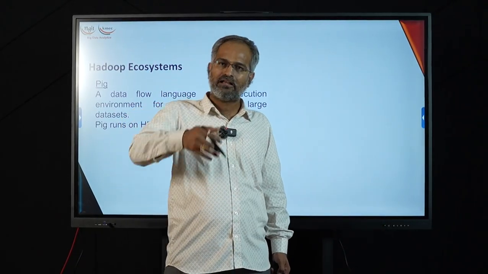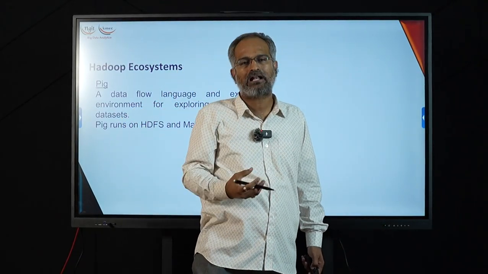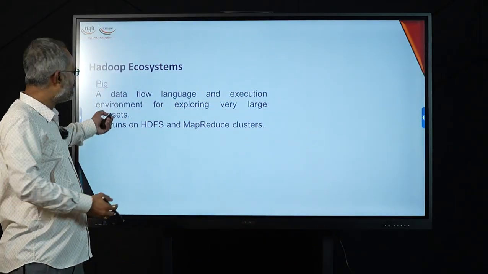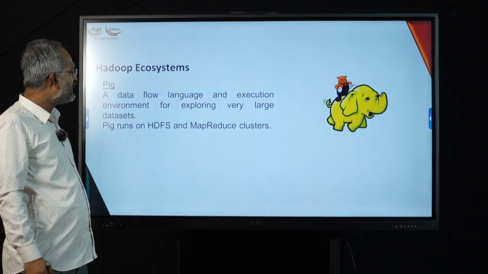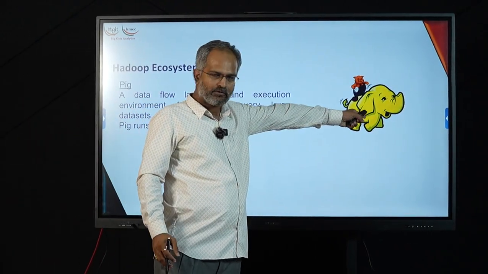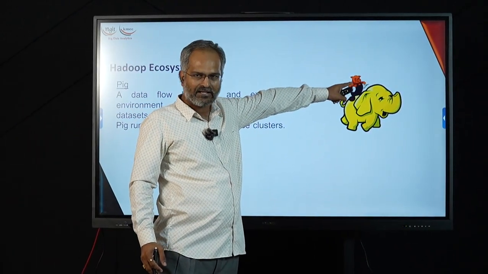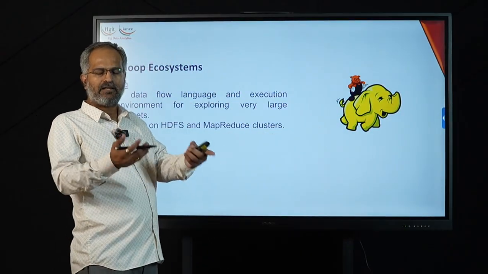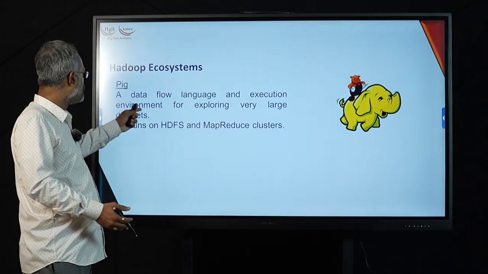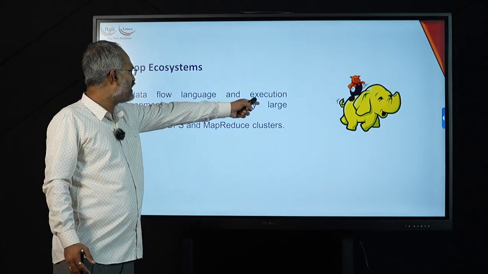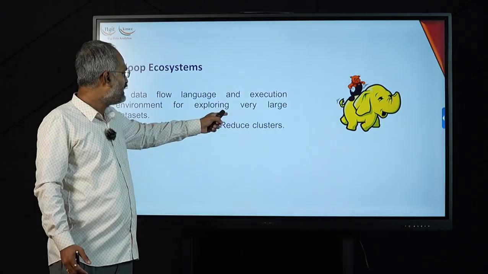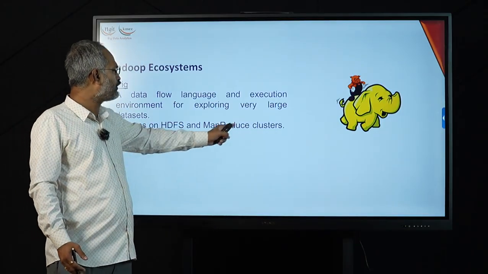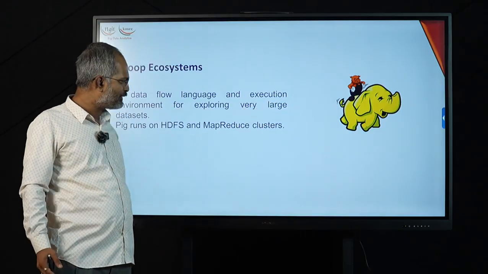So we should have some abstract level of programming for MapReduce. That abstract level of programming is by using Pig. So here Pig is on top of Hadoop. You can understand easily by using this diagram. Pig is on top of Hadoop. Hadoop is the HDFS and MapReduce. So see the definition: a data flow language and execution environment for exploring very large data sets. And Pig runs on top of HDFS and MapReduce.